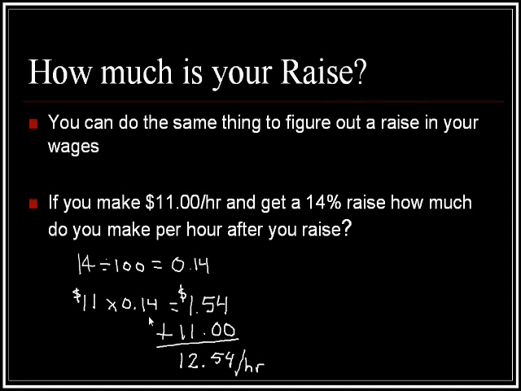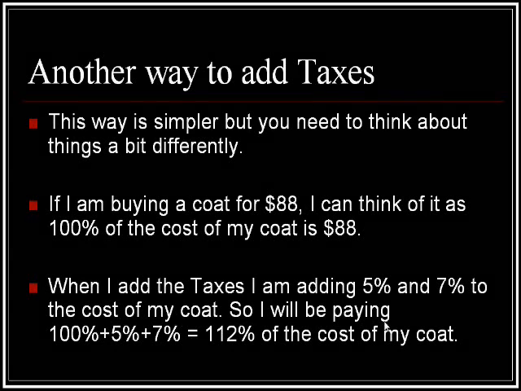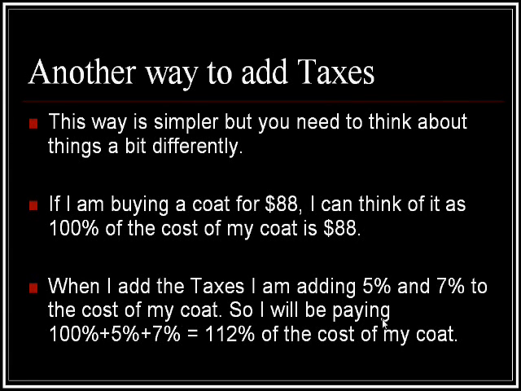So there is another way that you can add taxes and add raises, and in some ways it's simpler, but you have to think about it a little bit differently in order to be able to figure these problems out. So say, for example, I'm buying a coat for $88. $88 is 100% of the cost of my coat. It's the whole cost.